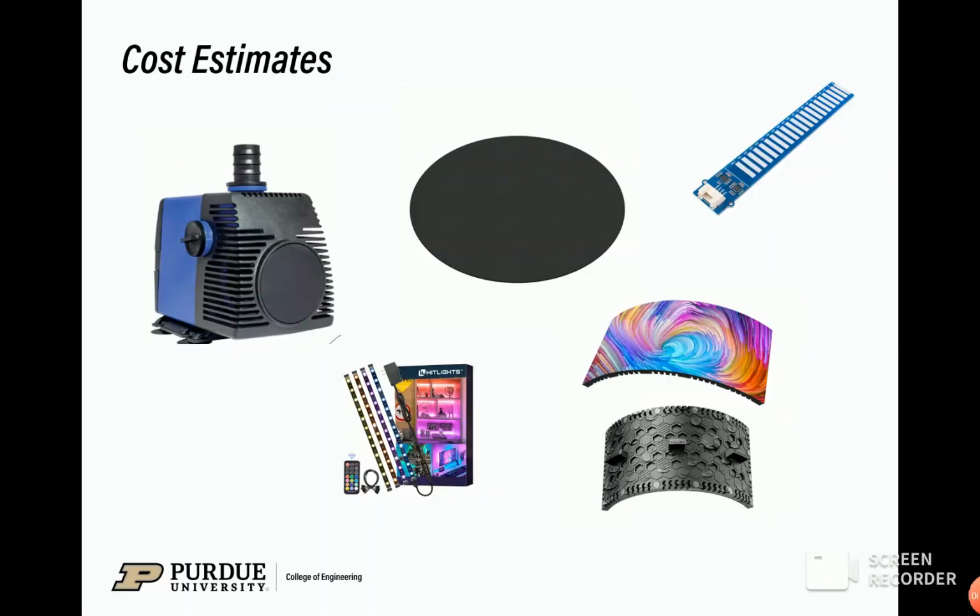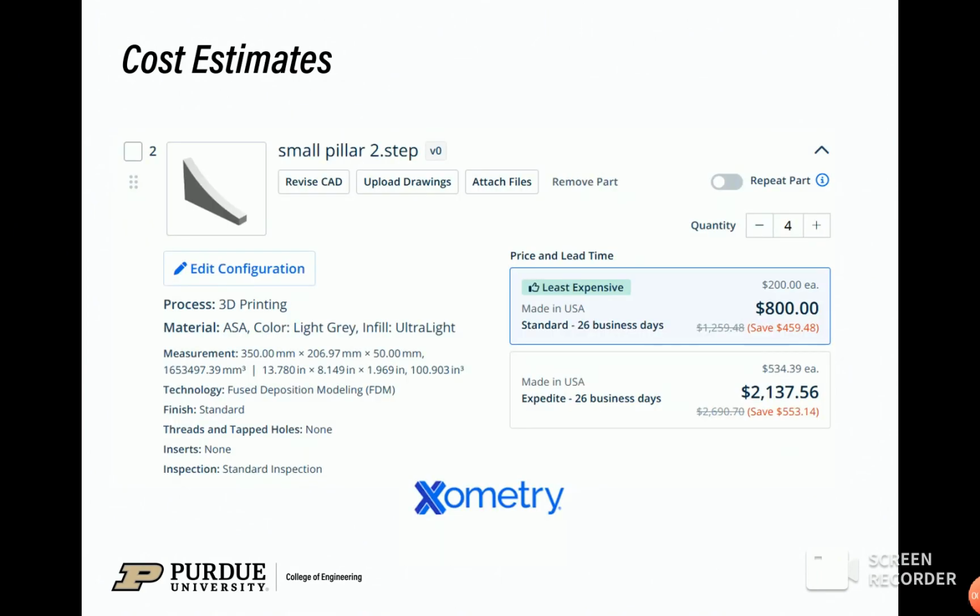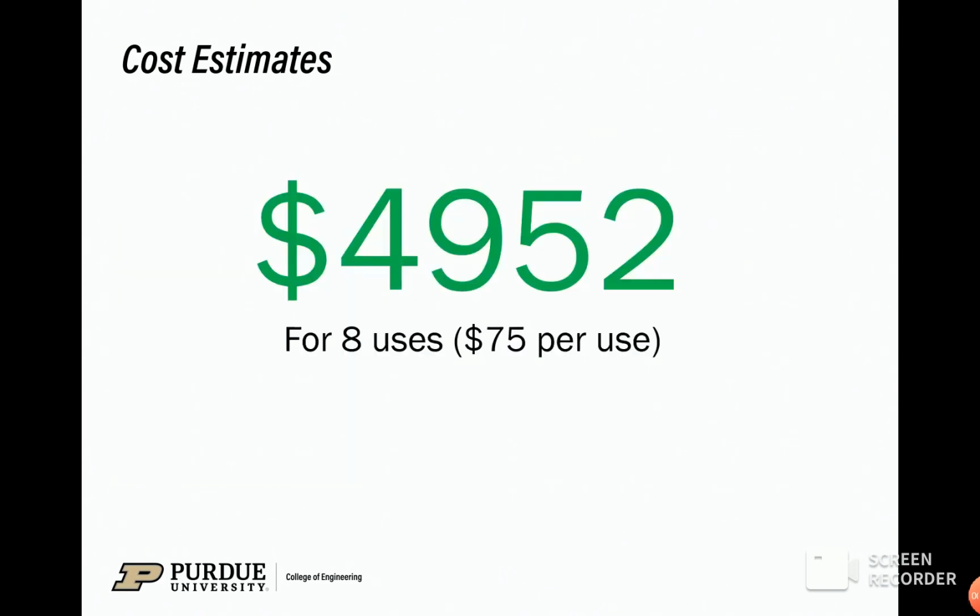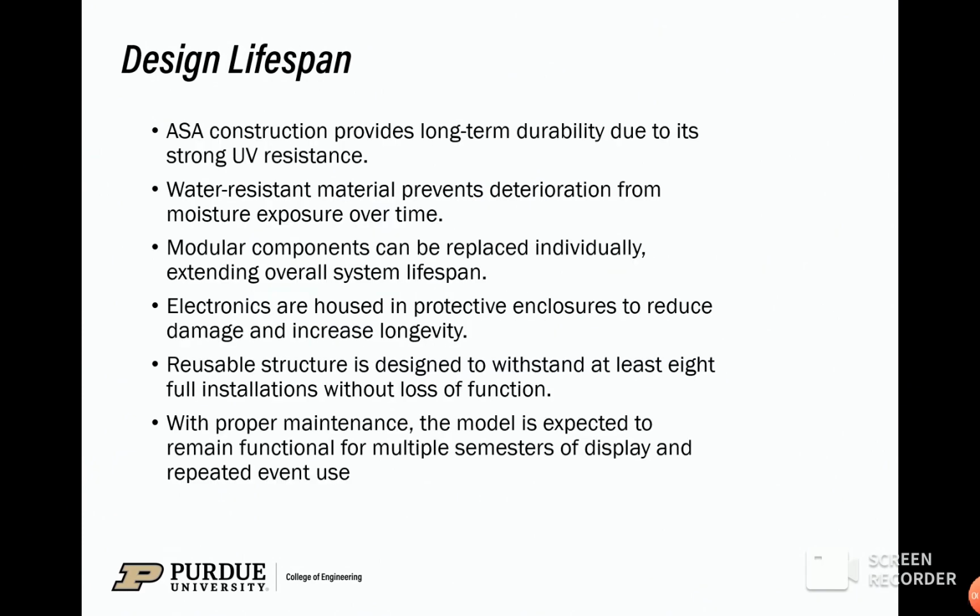To estimate the total cost of our final design, we gathered prices for each major component shown here. One of the largest expenses in the project comes from the acrylonitrile styrene acrylate, or ASA, 3D printed structures that form the main body of the fountain. To get accurate pricing for these parts, we used Xometry's online manufacturing estimator, which provided detailed cost estimates for each structural piece based on size and material. By combining the Xometry estimates and the cost of the electronics and accessories, our total projected cost came to $4,952.